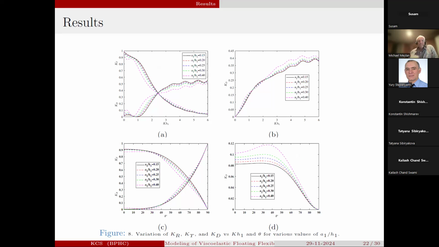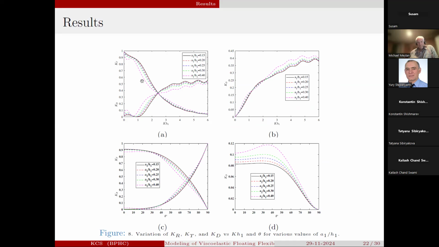Further, for the type 1 bed profile, I have taken the parameter A1. A1 is nothing but the amplitude of this sinusoidal seabed. I have taken 5 increasing values of this amplitude. Initially, when the amplitude of the sinusoidal seabed was less, there was less reflection and less transmission. But as this amplitude increases up to 0.4, in the long wavelength regime the reflection increases and the transmission decreases.